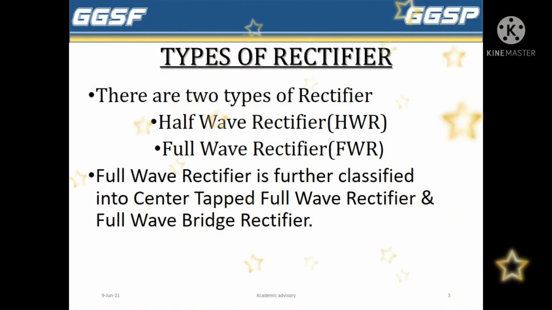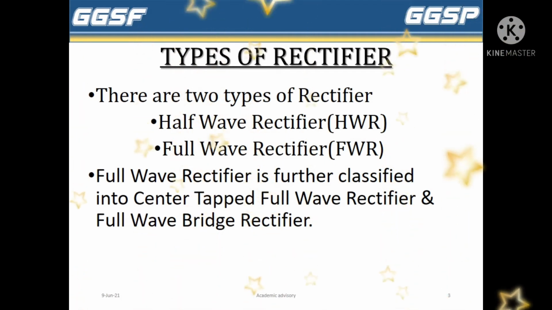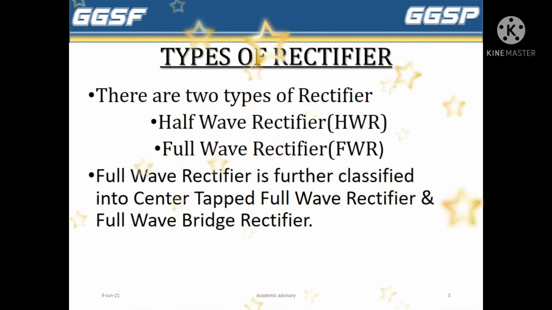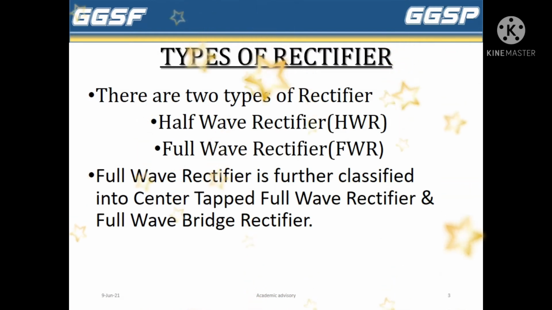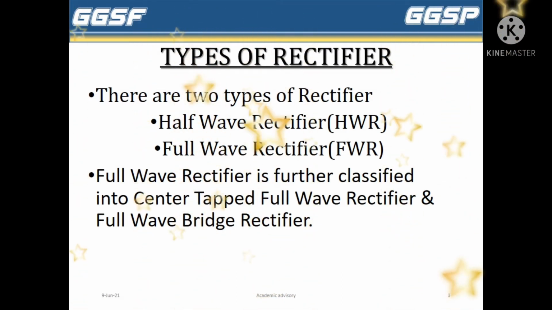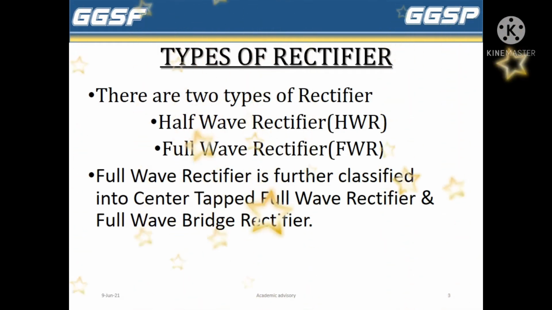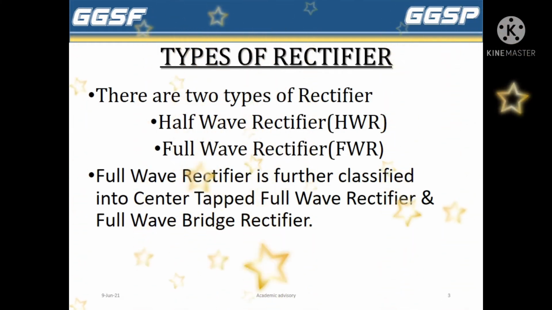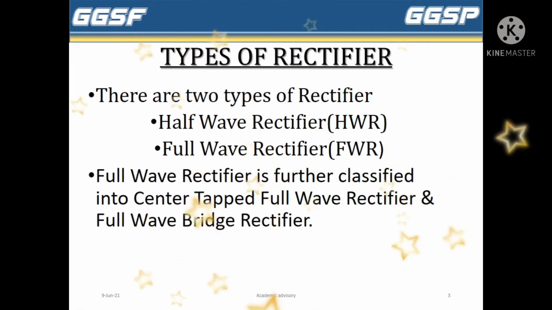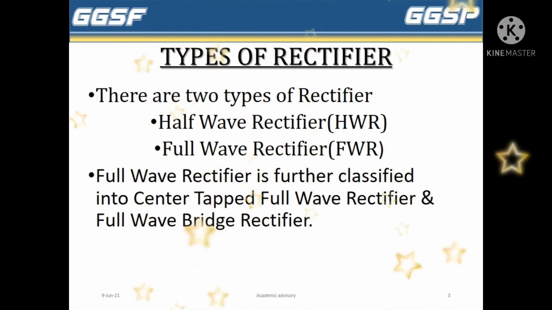Types of rectifiers. There are two types of rectifier: half wave rectifier, which is in short called as HWR, and full wave rectifier, which is in short called as FWR. Full wave rectifier is further classified into center tapped full wave rectifier and full wave bridge rectifier.